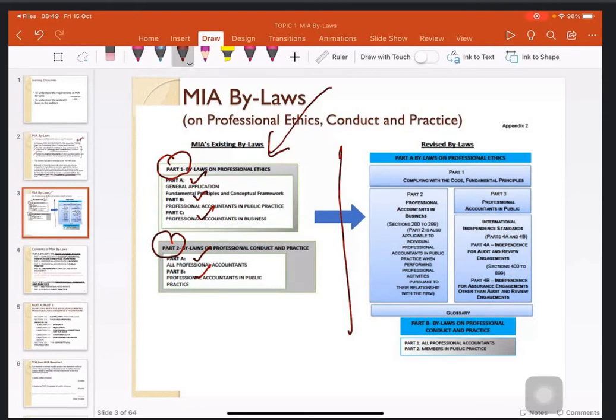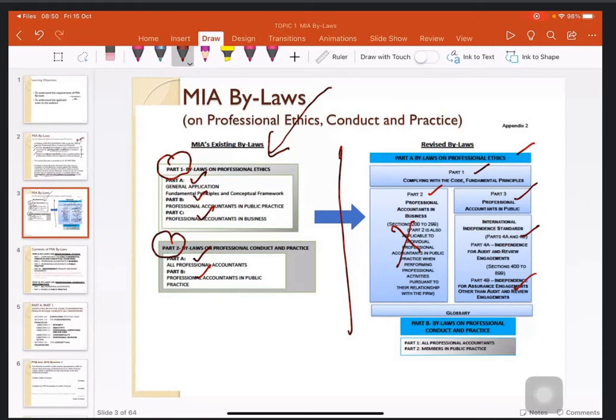Okay, so the revised bylaw they come out dengan part A and part B. Under part A on professional ethics, so dalam part A kita ada part 1, okay, on the fundamental principle. Part 2, okay, part 2 adalah professional accountant in business. This one kita tak cover in our syllabus, okay. Part 3 adalah professional accountant in public. And part 4, dalam part 4 ni kita ada 4A as well as 4B. 4B adalah independent for non-assurance services. 4A more on the independent concept, okay.